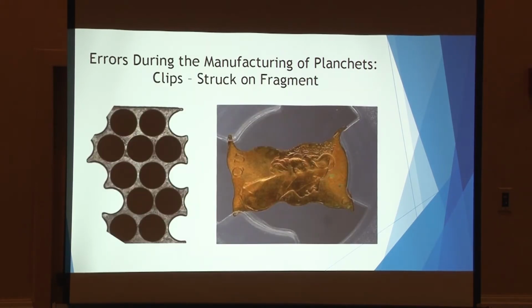If the webbing falls into the machinery, you'll often have what they call a bow tie clip or struck on fragment. So this piece, for instance, is struck on the fragment of the cutout for the planchets.